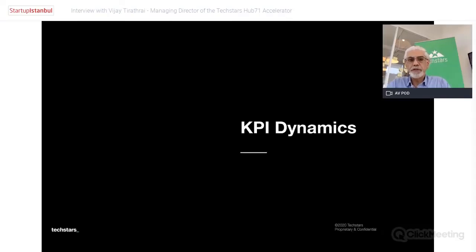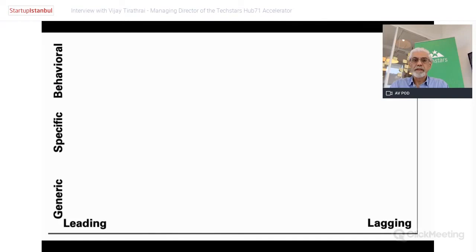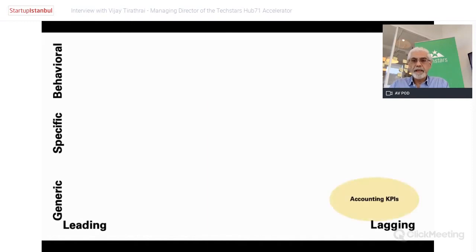So now I'd like to move on to something called KPI Dynamics. And this might put all the small pieces together for you. So on the left side, you have generic, specific, and behavioral. And on the lower axis, you have leading and lagging indicators, right?